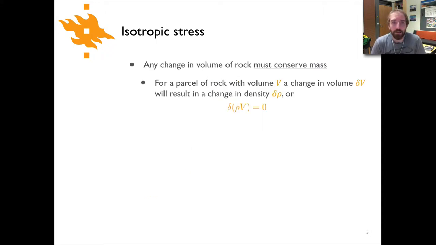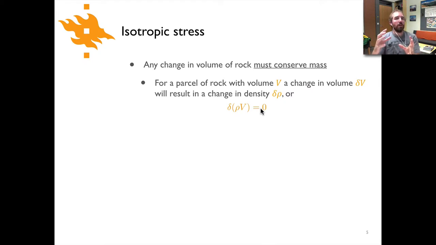Now we can say that any change in the volume of rock must conserve mass. So what that means is for a parcel of rock with a given volume V, a change in volume dV or delta V will result in a change in density in that parcel of rock. The parcel contains some mass, which is rho times its volume, and the change in rho times V must be equal to zero. It's simply a way of stating a conservation of mass.